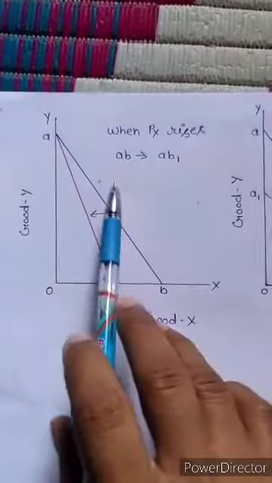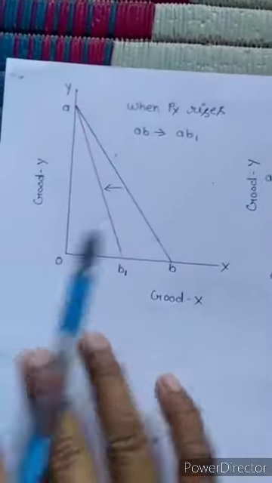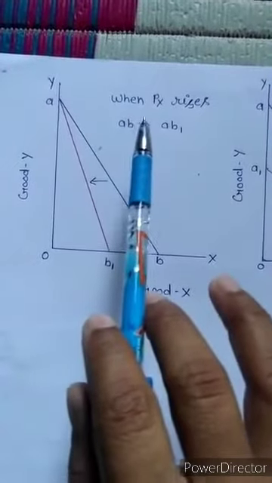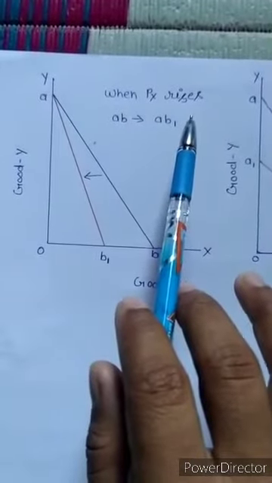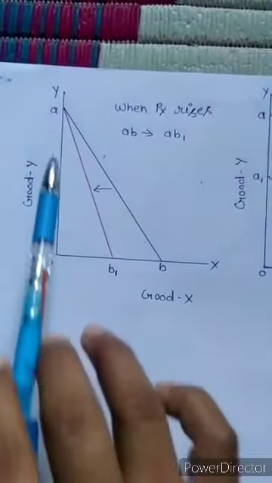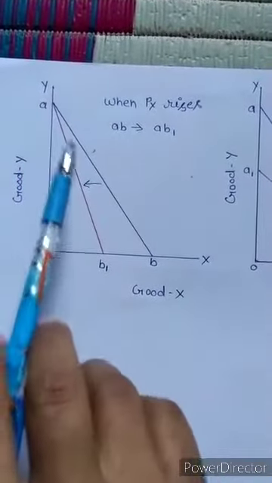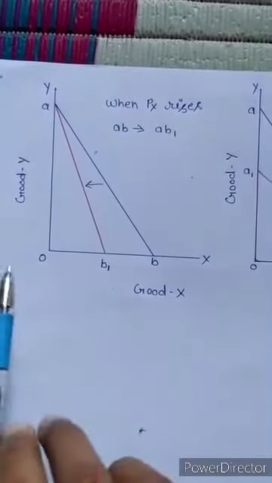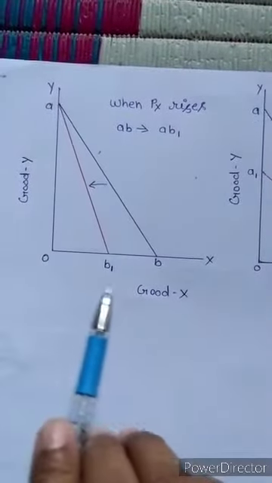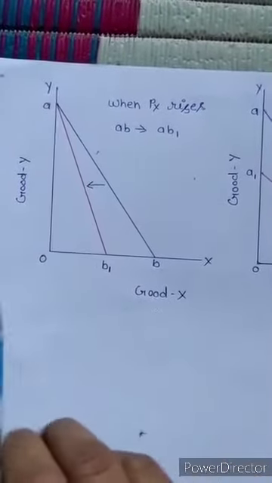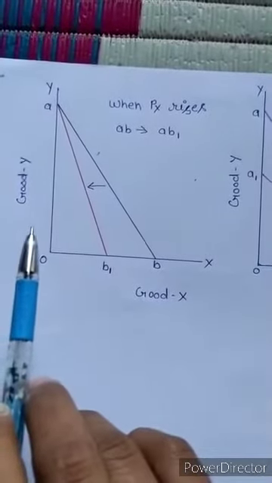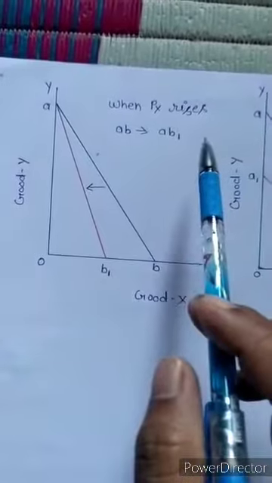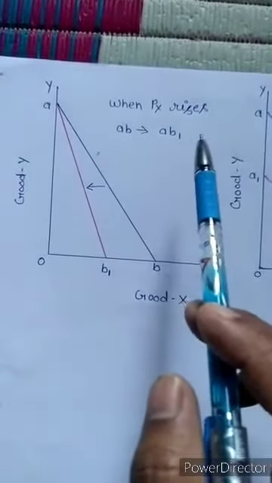Now here is the third condition given: when the price of commodity X rises. Here the primary budget line is AB, and in that condition the consumer is purchasing some units of commodity X and some units of commodity Y. Now imagine the price of commodity X increases or rises.